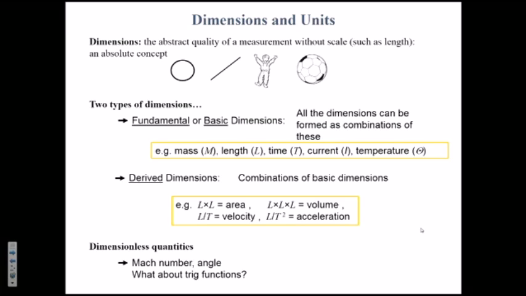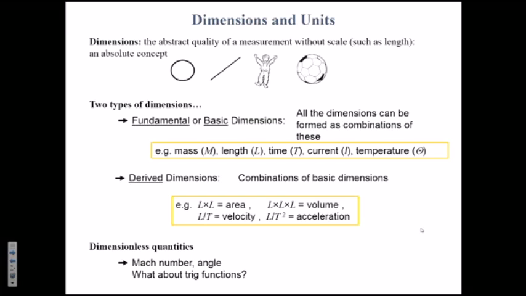But then there are quantities that are dimensionless. Mach number. What's Mach number? Anybody? What's Mach number? A multiple of the speed of sound. Anybody else? What's Mach number? The speed of an object relative to the speed of sound. So it's the ratio of the speed of an object moving through fluid and the speed of sound, right? So since you have the speed in both numerator and denominator, it's a dimensionless quantity. It has no dimension whatsoever.